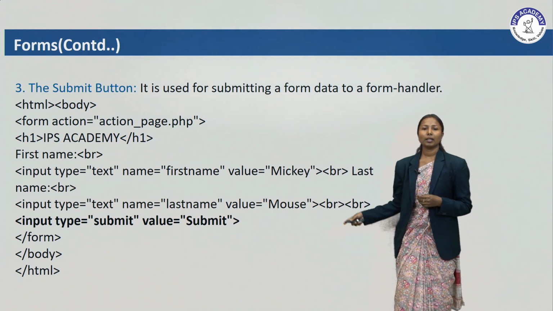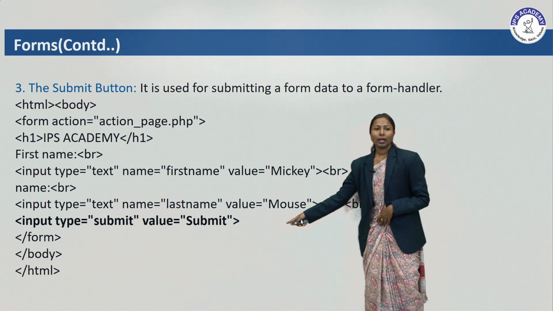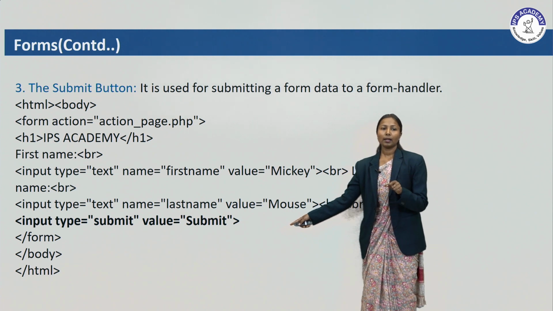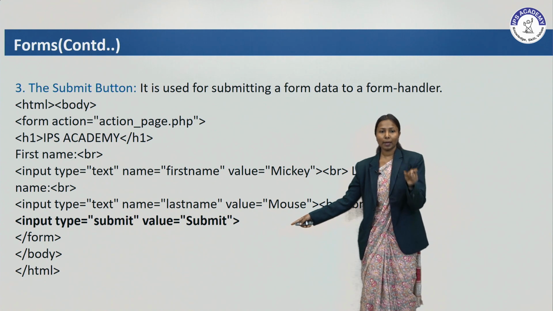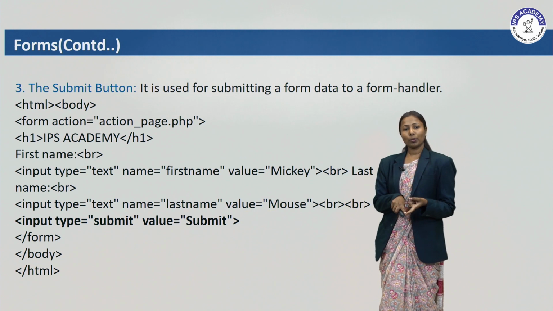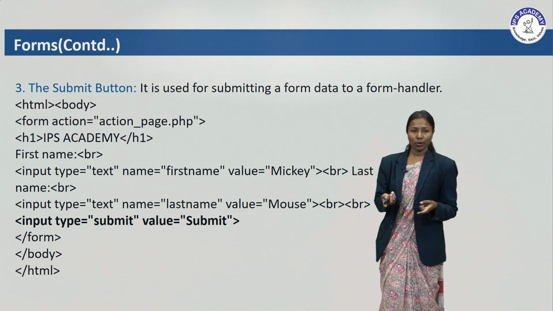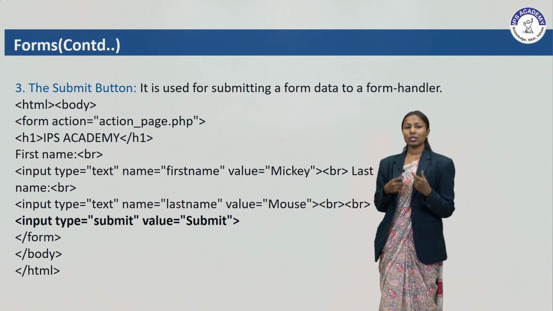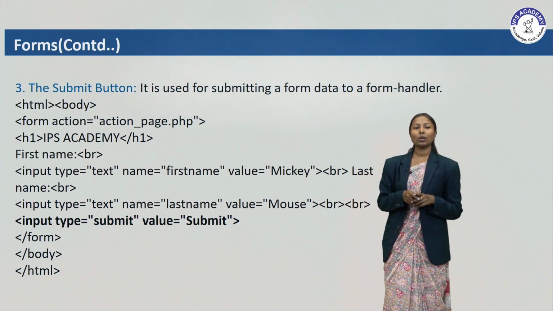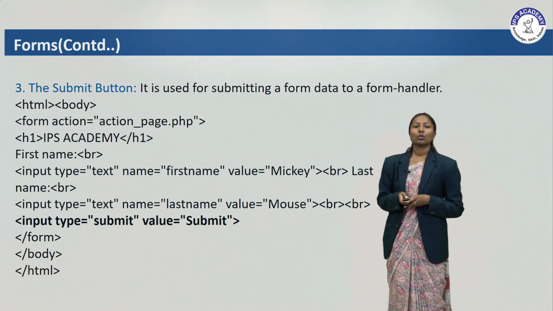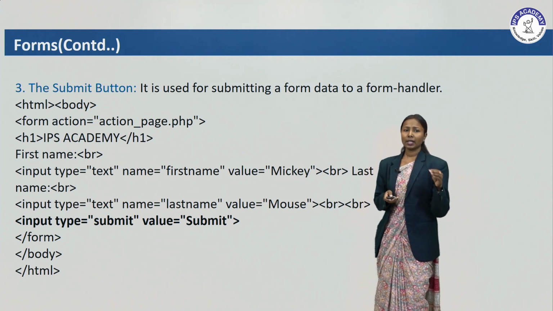To create a submit button I am writing this: input type is equal to submit and value is equal to submit. Here I am writing submit. Type is the attribute and the value of this attribute is submit. If I want to create a radio button, then I use input type is equal to radio. If I want to create a text field, then I write input type is equal to text. Now here I am creating one submit button, so that's why I am using input type is equal to submit. So for example, here I am creating first name.